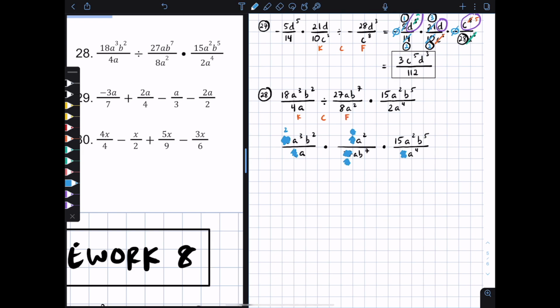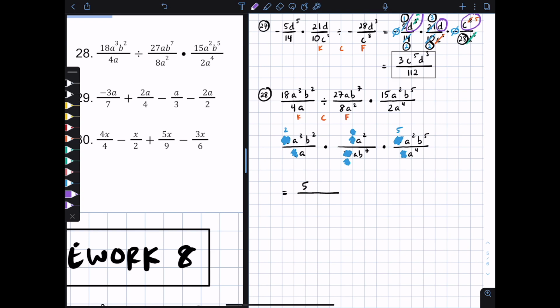3 and 15 can both divide by 3, so the 3 becomes a 1. You don't need to write it. That becomes a 5 up here. And if I'm not mistaken, that's our only value, or coefficient rather, that we have left here. So let me go ahead and put this 5 on top. Okay, so I'm done with the 5s. Let's actually move on to maybe the A's now.